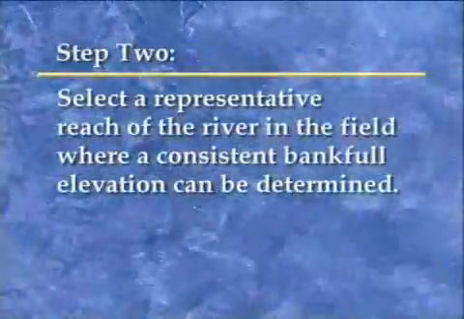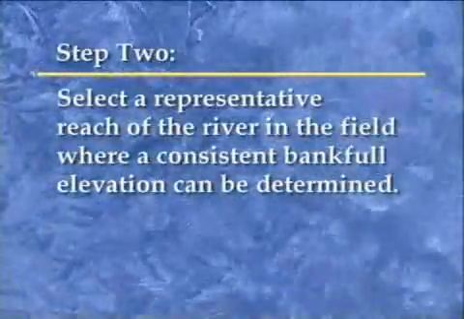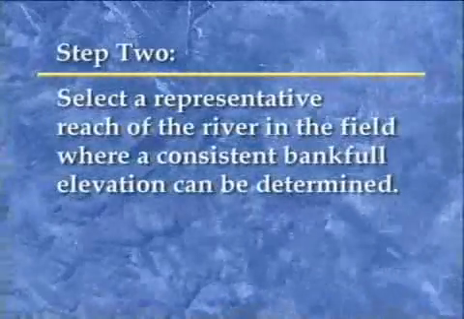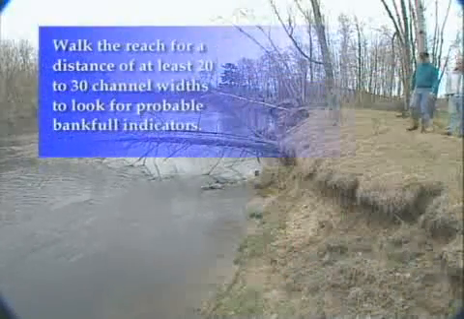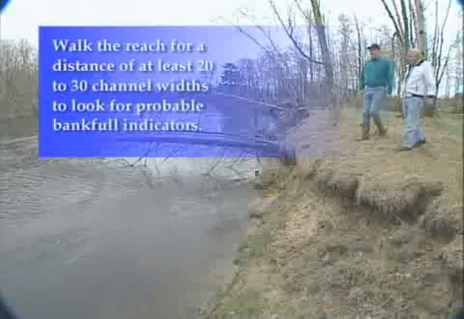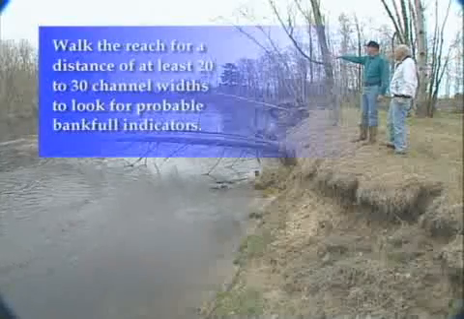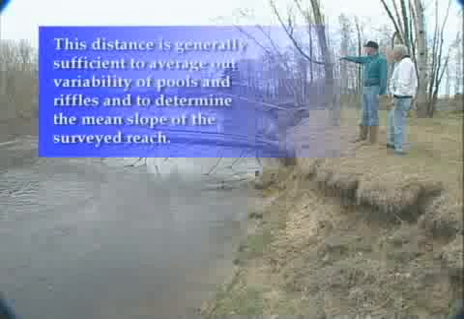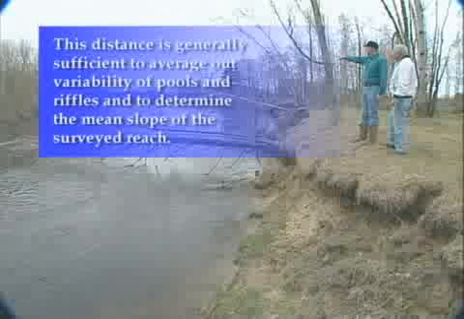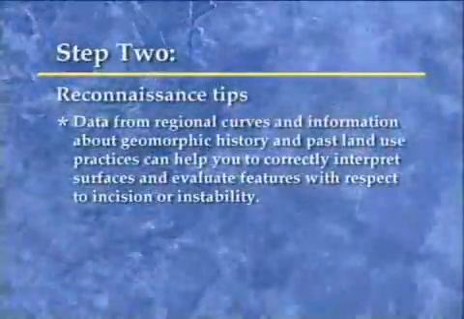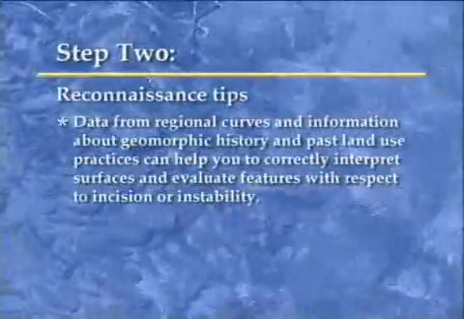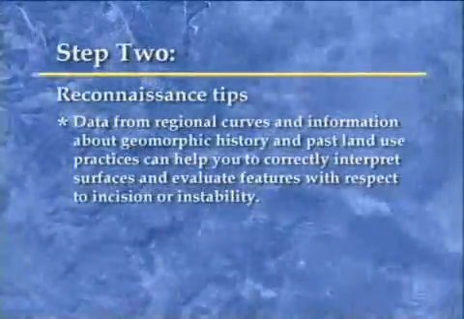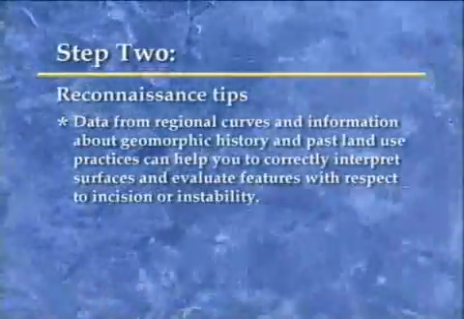A second step is to select a representative reach of the river in the field where a consistent bankfull elevation can be determined. Begin by doing a reconnaissance of the stream reach. Walk the reach for a distance of at least 20 to 30 channel widths to look for probable bankfull indicators. This distance is generally sufficient to average out variability of pools and riffles and to determine the mean slope of the surveyed reach. Data from regional curves and information about geomorphic history and past land use practices can help you to correctly interpret surfaces and evaluate features with respect to incision or instability.